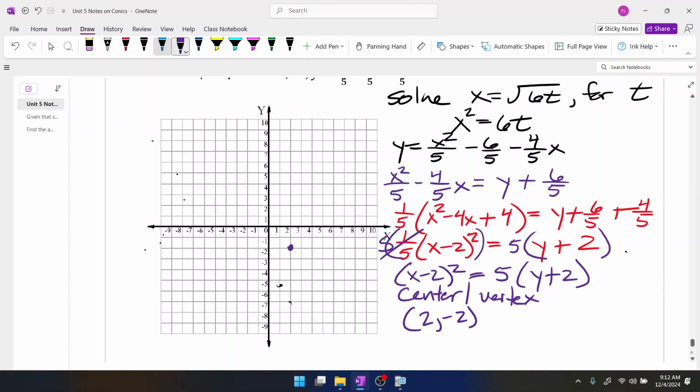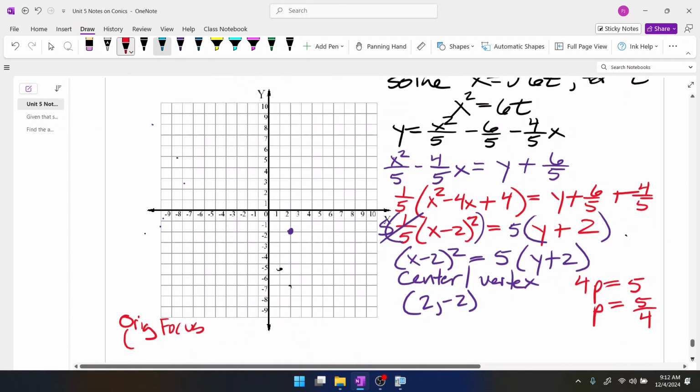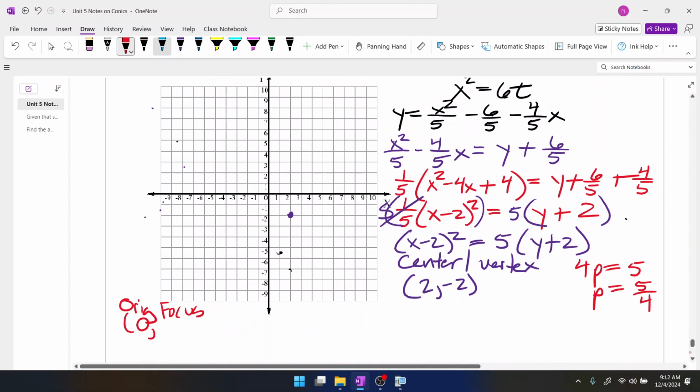But what we can do here is, if you remember, the original focus. Oh, by the way, not 4, yeah, it is 4p. 4p is going to be 5. P is going to equal 5/4. Now, I wouldn't give you one like this to solve. 5/4, that's kind of asking a little much here. But the original focus is going to be at (0, 5/4).